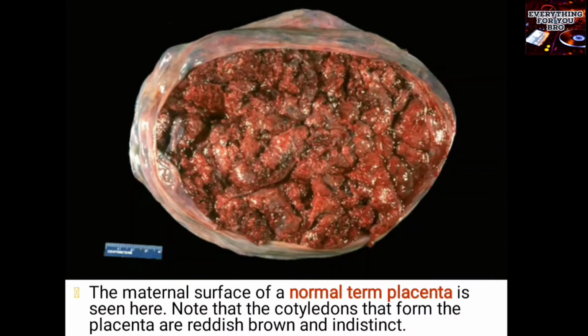Okay. So this is the other side, the maternal surface of a normal term placenta. Note that the cotyledons that form the placenta are reddish brown and indistinct. These are called cotyledons, which are seen on the maternal surface of the placenta, where this part is attached to the uterus. Okay.